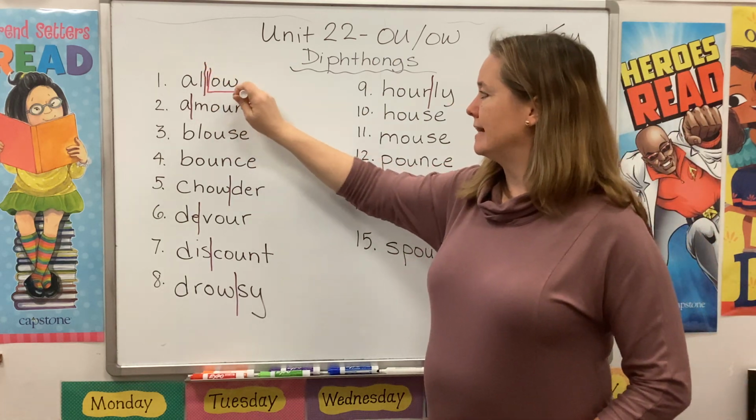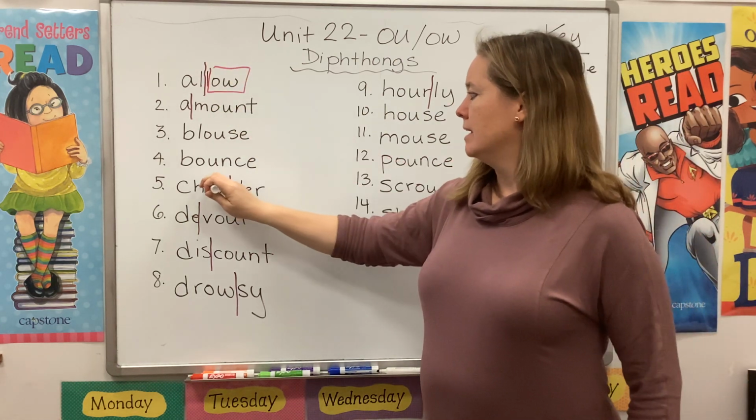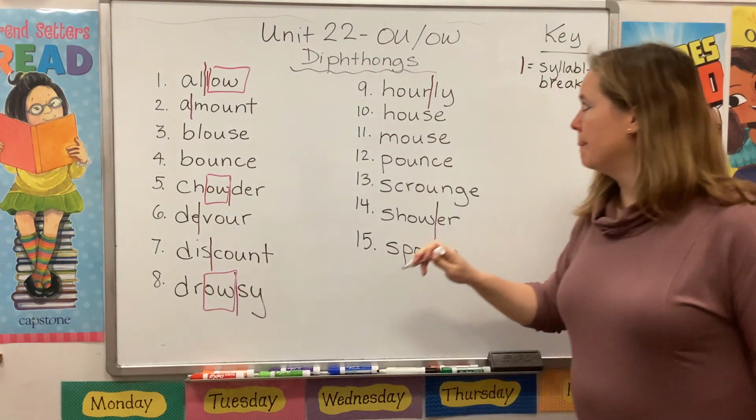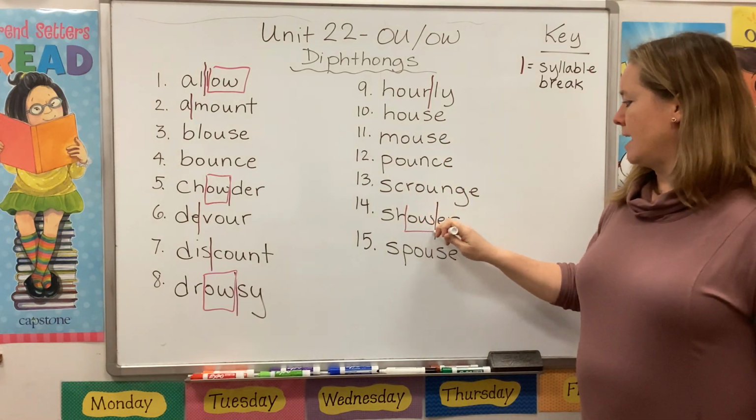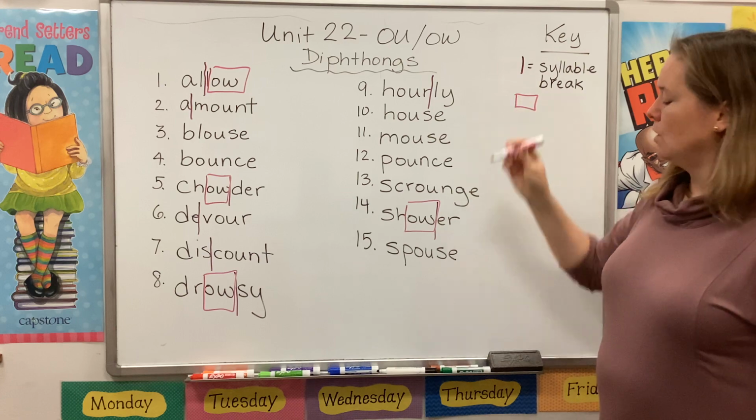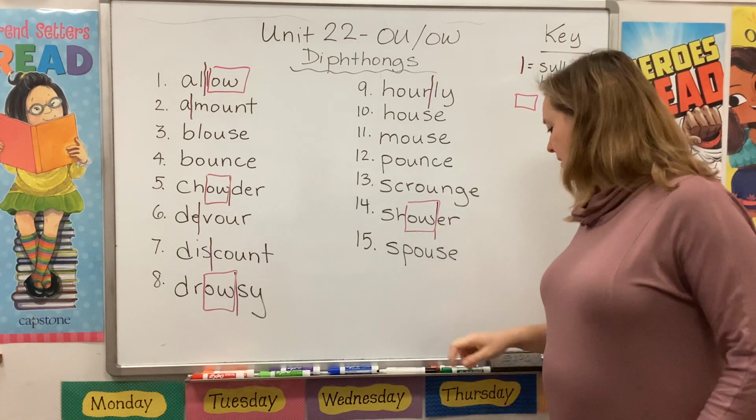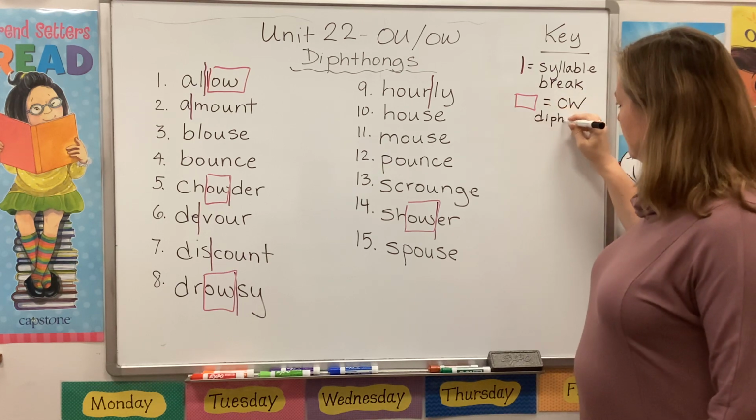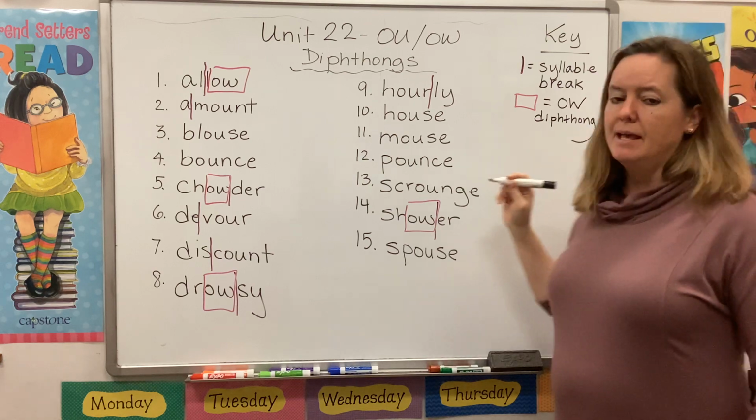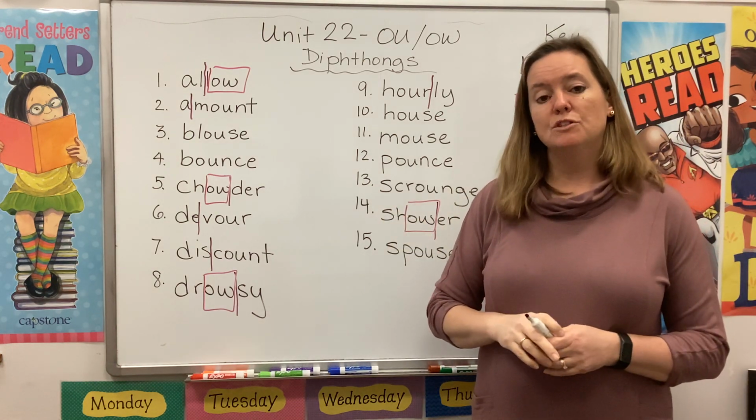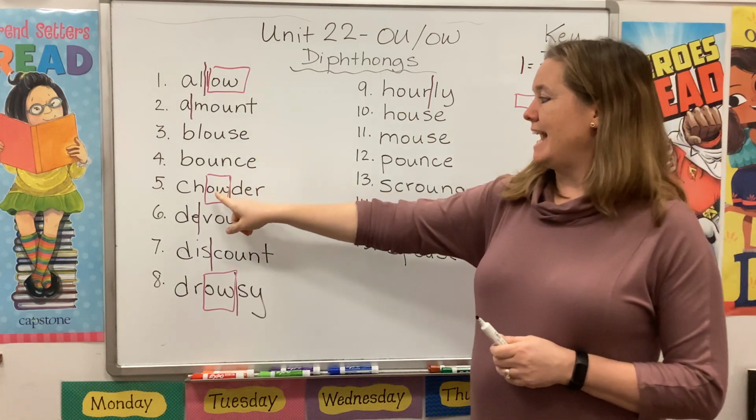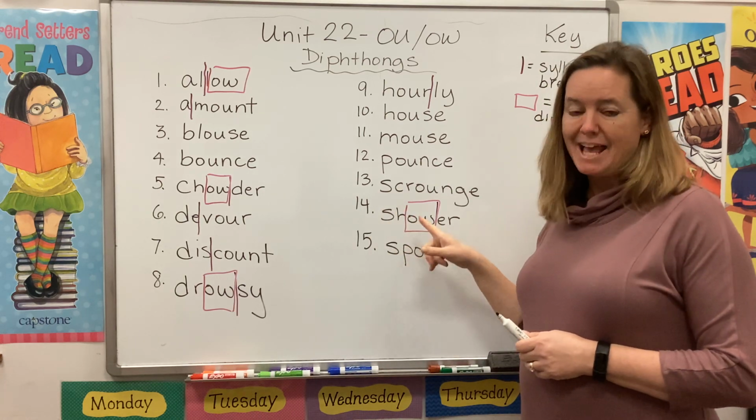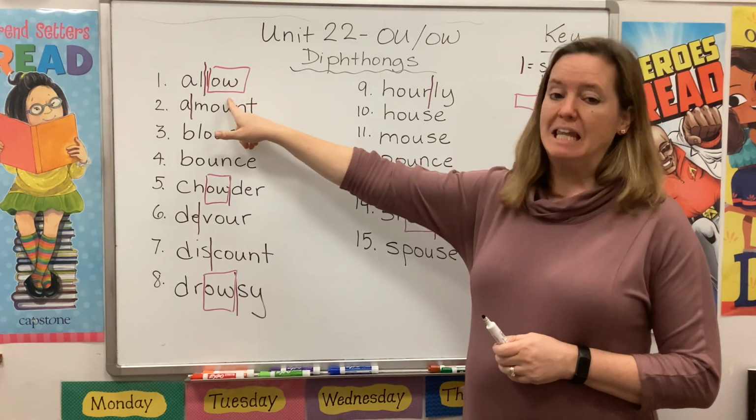So here it is at the end of allow, chowder, drowsy, and shower. Over here, pink box equals OW diphthong. Now, where does that OW show up? We see it at the end of a syllable, chow, drow, show, and at the end of a word, allow.